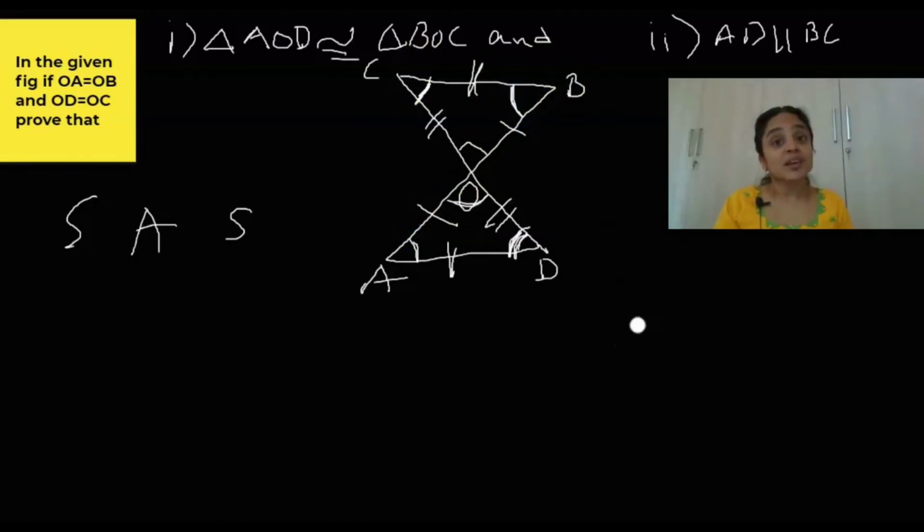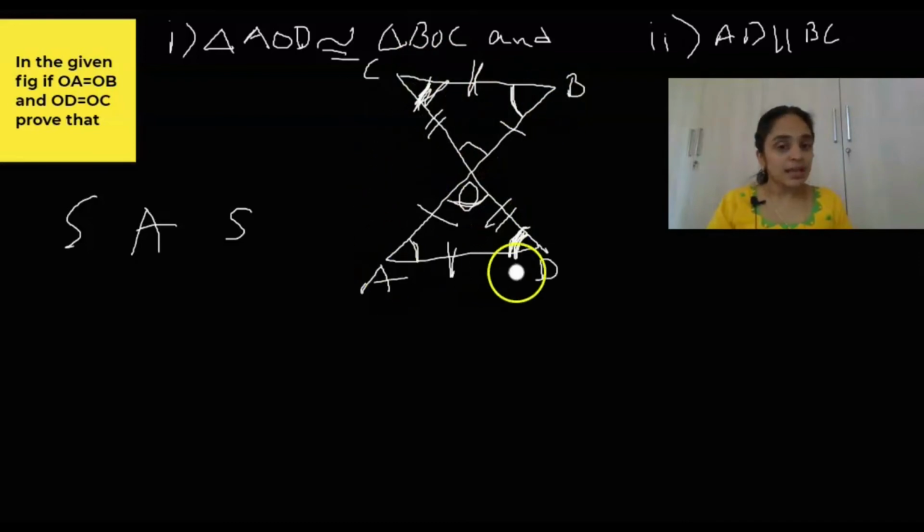And what are these angles? Angle ADO and angle OCB. Are they alternate interior angles? Yes, right? That is angle OCB and angle ODA are alternate interior angles. And we have got that these two angles, that is angle OCB is equal to ODA, and angle DAO or OAD is equal to angle OBC, right?